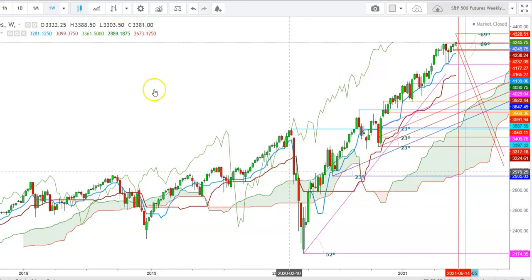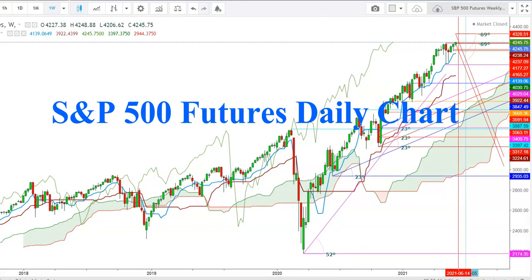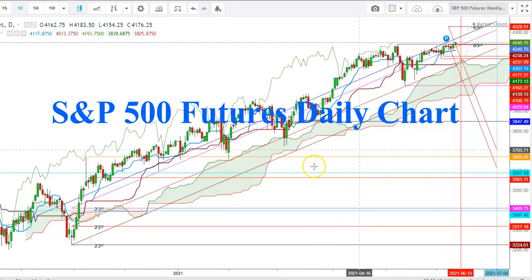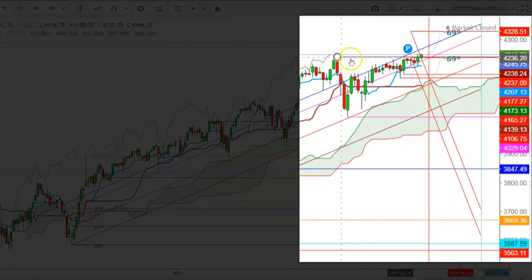So friends, now let us have a look at the movements of S&P 500 futures in a daily time frame. Here in a daily time frame, you can see how this level seems to be an immediate support, whereas the S&P 500 futures have closed the week above this immediate support, which used to be an important resistance for the S&P 500 futures.